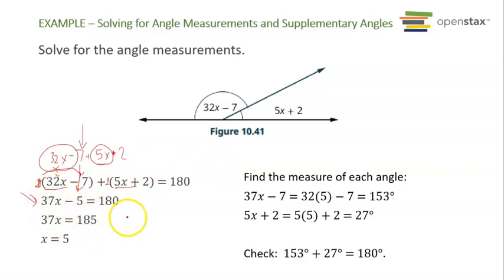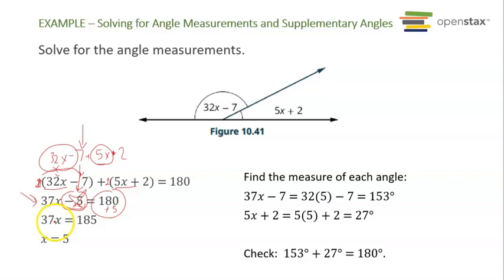So now what I need to do is get everything away from the x. I'm going to do the opposite of whatever this says here. So this says minus 5, so I'm going to add 5 to both sides. Negative 5 plus a 5, right? You've paid them back the $5 you owe them. That means that's a 0 now, and you're only left with the 37x. This side now is a 185 because I added that 5 to the 180.